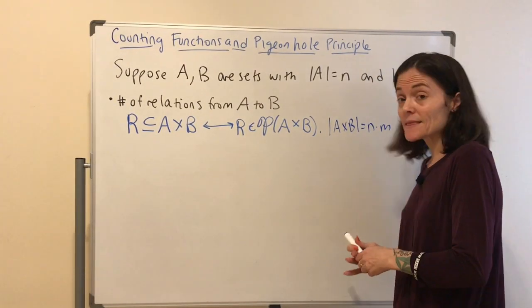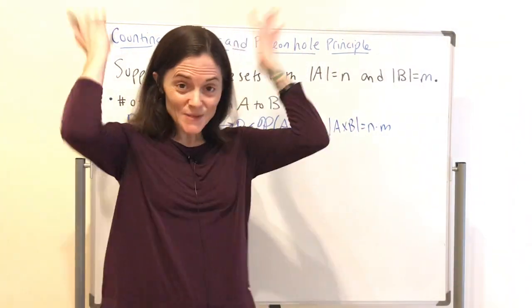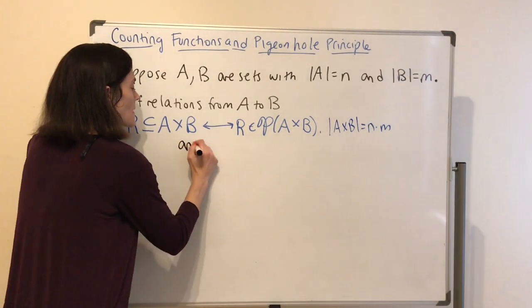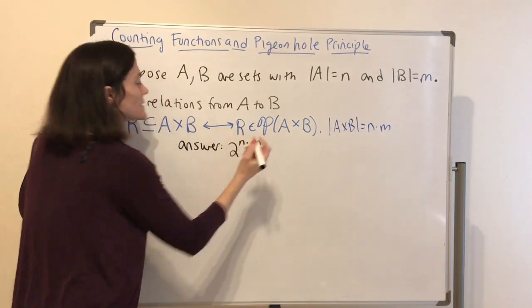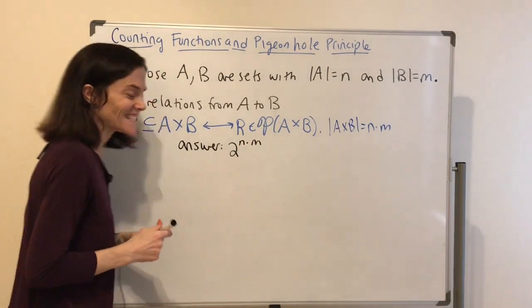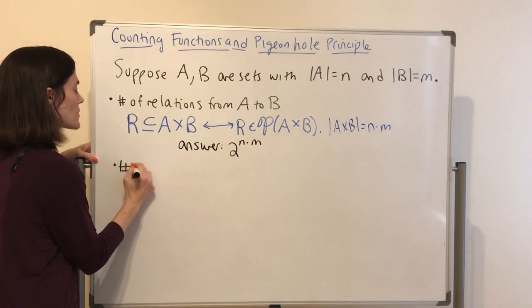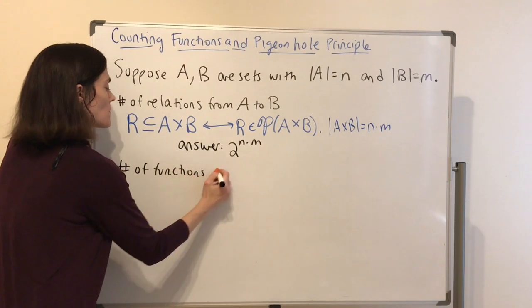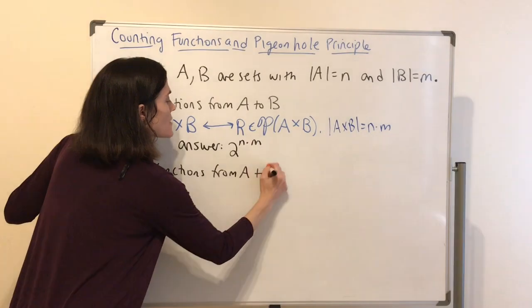And so if you think about the power set, it's 2 to the n times m. So the answer here is 2 to the n times m. This is the number of relations. Okay, what else can we count? Well, let's count the number of functions from A to B. Now this we're going to have to do a little bit more thinking.